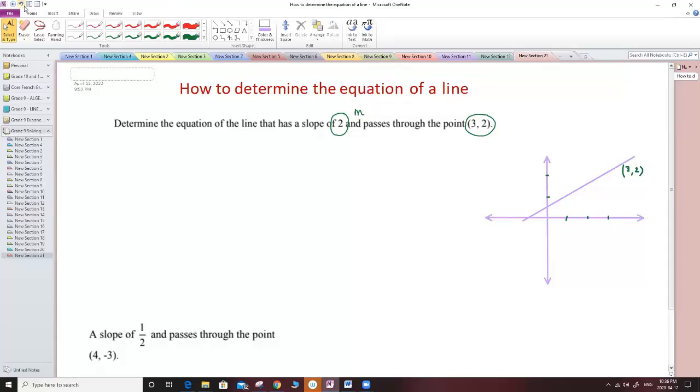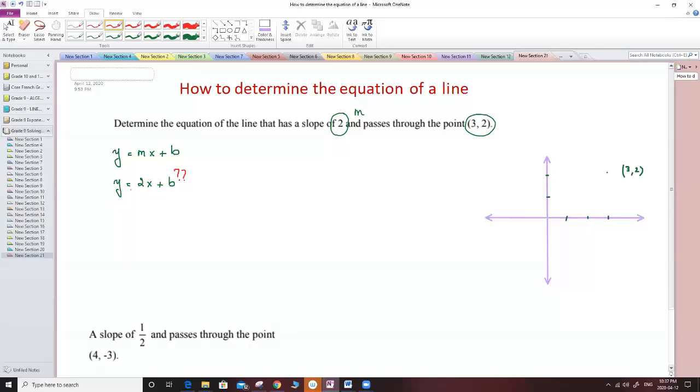Therefore, I have to mention first the equation. The equation of this line will be y = mx + b. So that means y = 2x + b, where the m is 2. The b for me is unknown. I have no idea about the b. Therefore, I cannot create the equation right now.